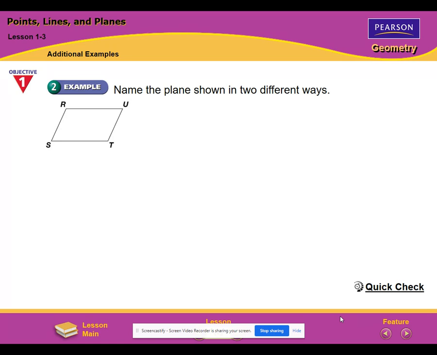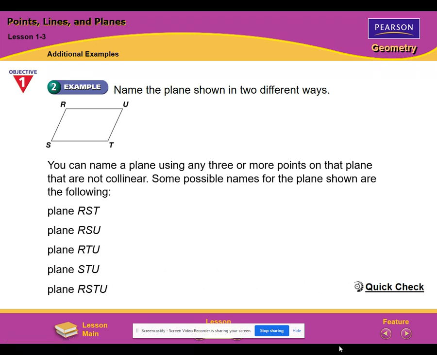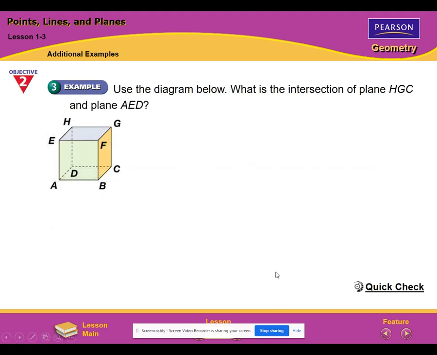So, for example, you could say on this one plane RST. Or you could say plane RTU. There's nothing wrong with using all of the letters either and say plane RUST or whatever. Okay? And they'll give you several examples here, including all 4. Now this example is a little limited, and that's one of the reasons why I'm going to pull in the practice sheet before we're done here.